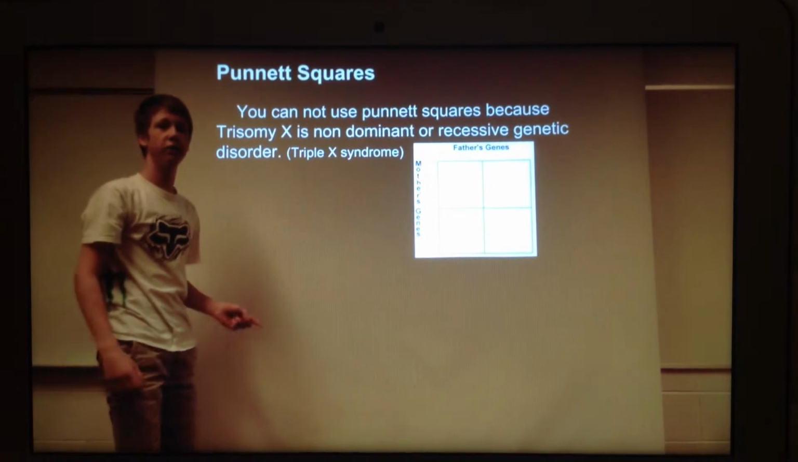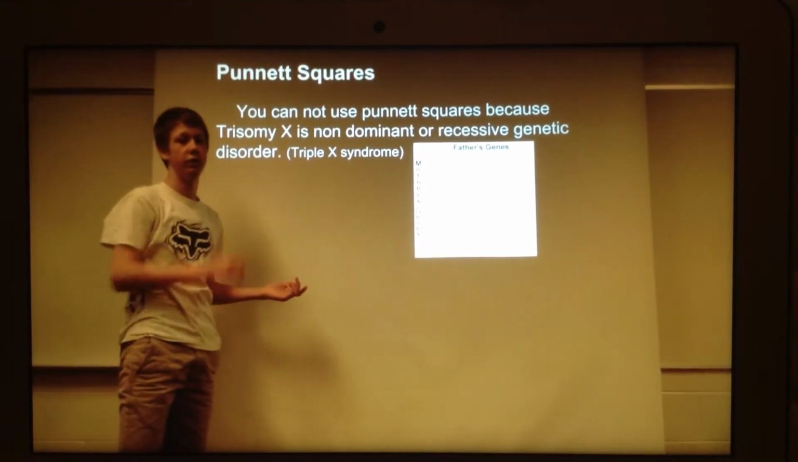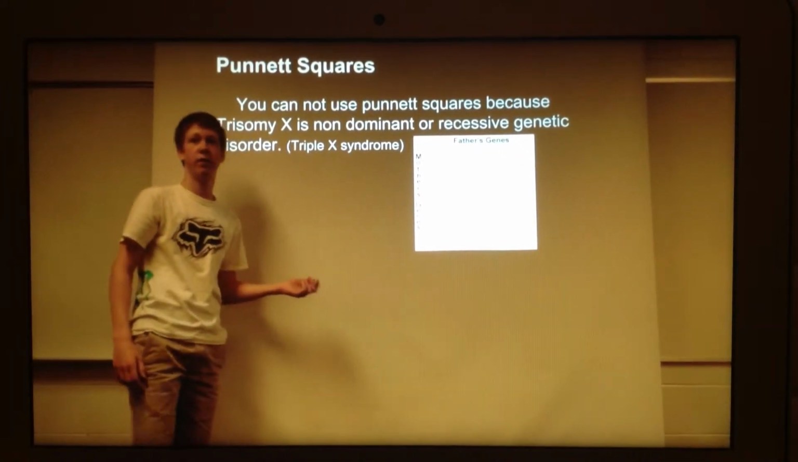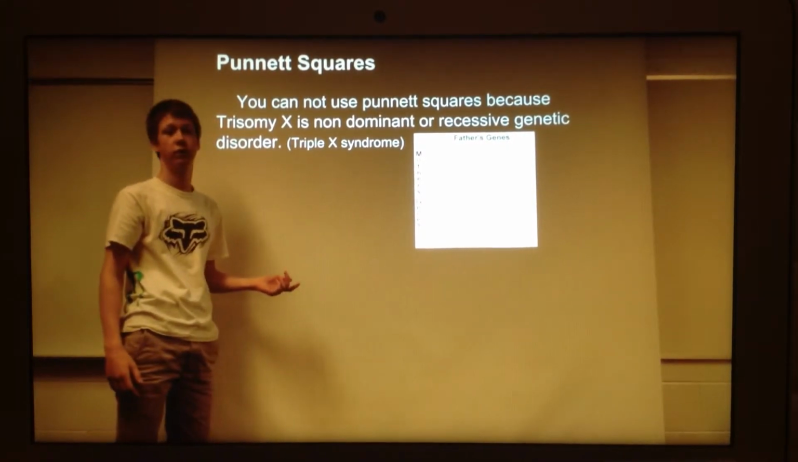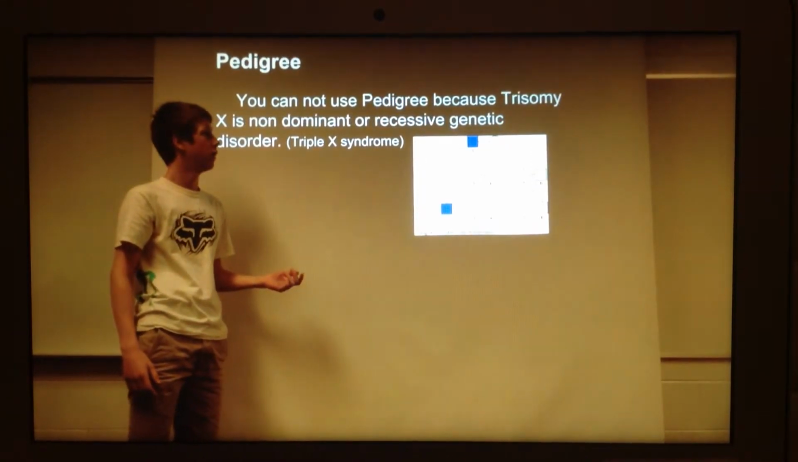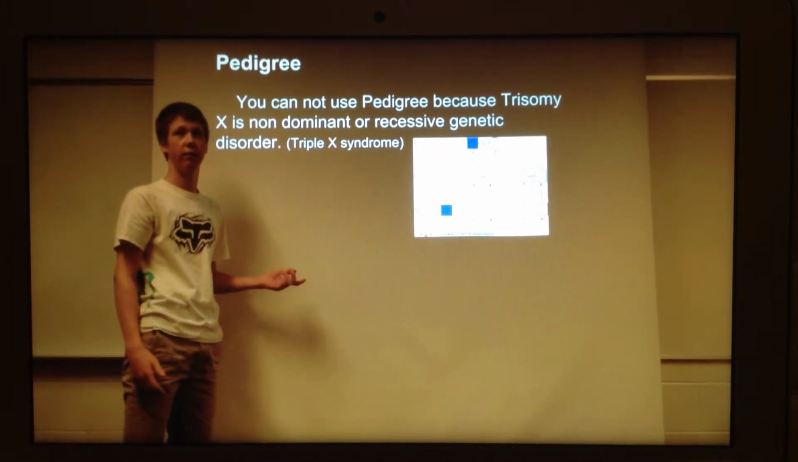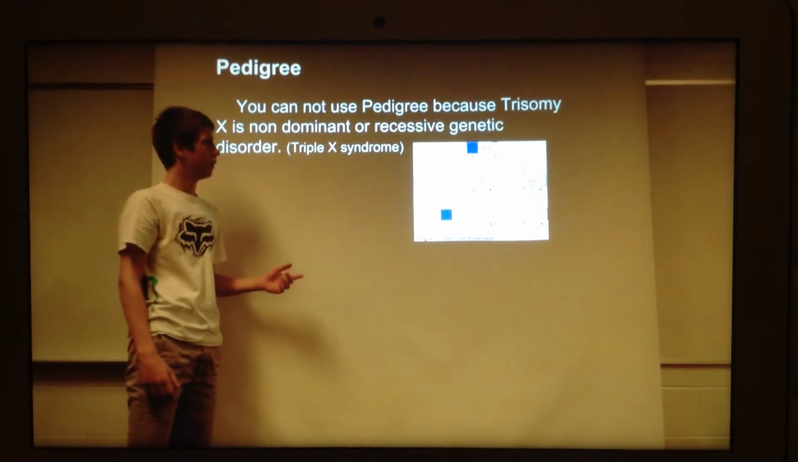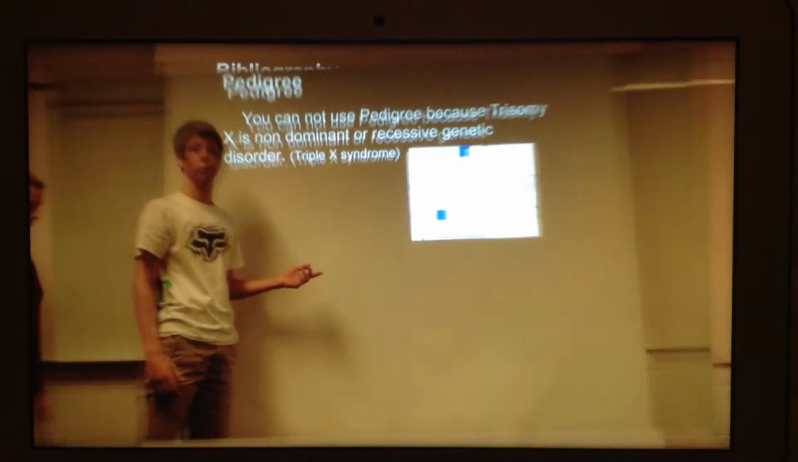Okay, so for Punnett squares, there are no Punnett squares using trisomy X because trisomy X is a non-dominant or non-recessive genetic disorder, so it is not possible to make a Punnett square. Now for the pedigree, it's the same thing. Trisomy X is not able to be a pedigree because it's a non-dominant and non-recessive genetic disorder.